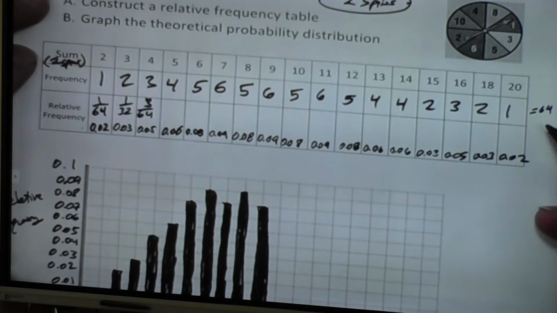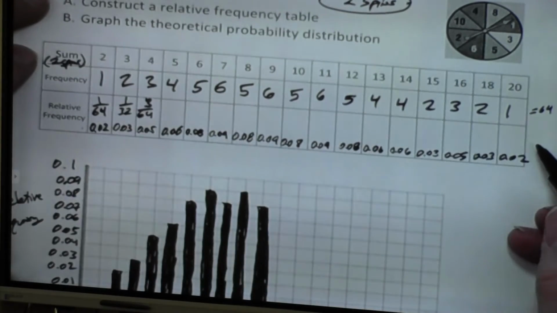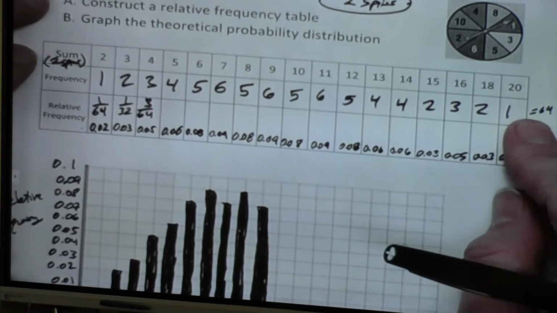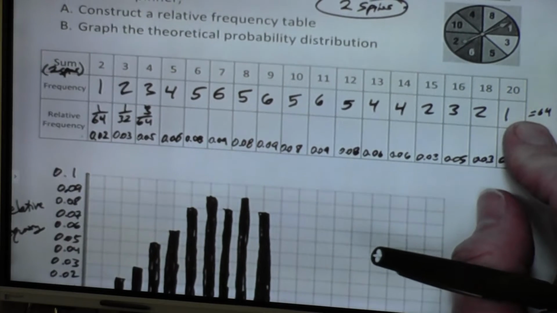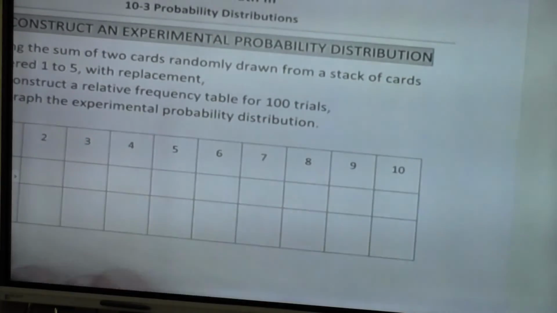Instead of 100, I'll just say 64. So if you did 64, it would be that. If you did 128 times, it would be double that. Theory and experience are not always the same. So let's take a look at the next page where we're going to do an experimental probability distribution.